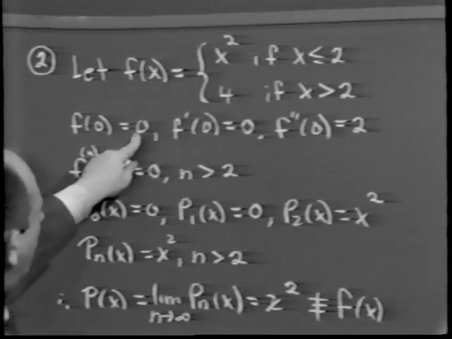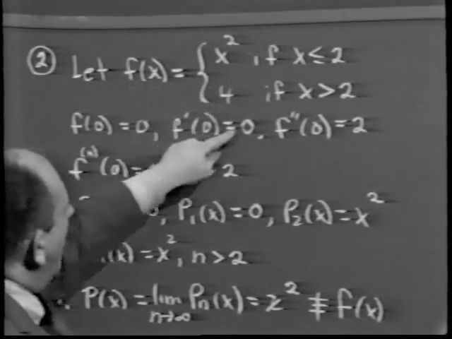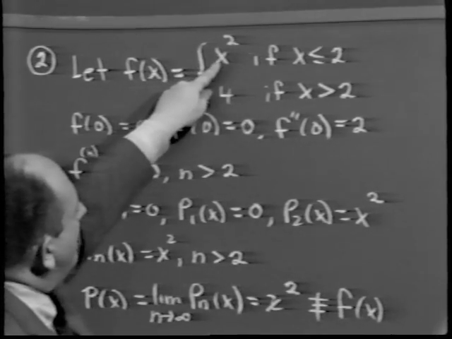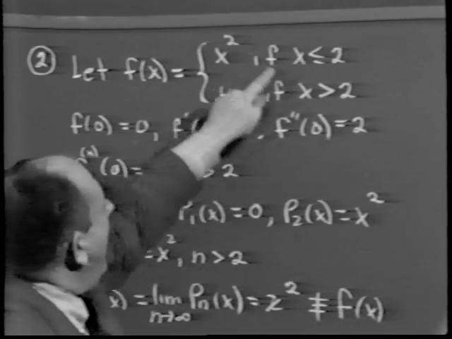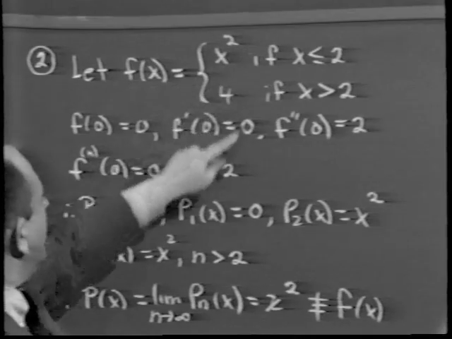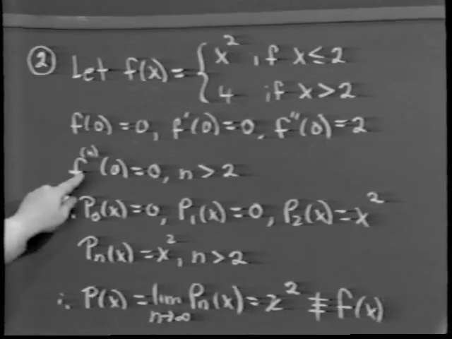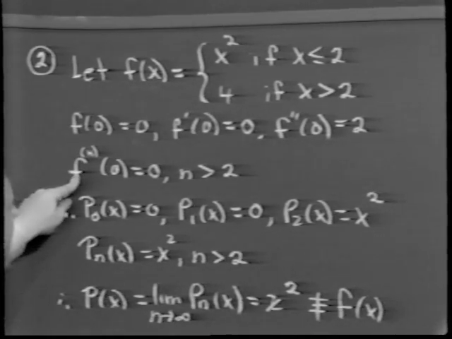f of 0 is 0. See, x squared at 0 is 0. 2x at 0 is 0. The second derivative here is 2, so f double prime of 0 is 2. And the third derivative and higher, since this is only x squared, are identically 0. In other words, notice that the second derivative of f evaluated at 0 is 2. All other derivatives are 0.